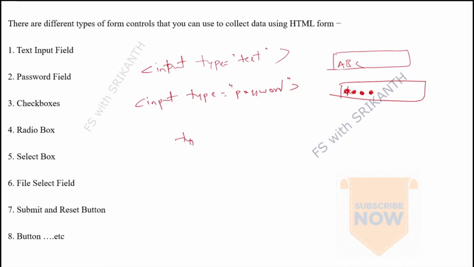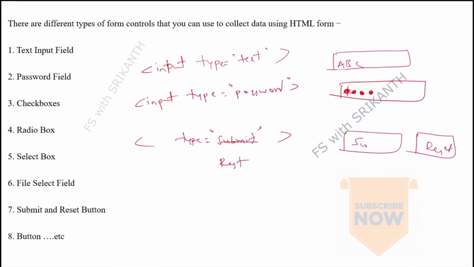And when we use type equal submit, it automatically creates one submit button. And when we use reset instead, it automatically creates a reset button. The two functionalities are different. What is meant by submit? When the user clicks this button, the data the client entered in these fields will be shared to the particular server. And reset means the entered fields will be cleared. Suppose we entered ABC and some password, that information is completely erased.